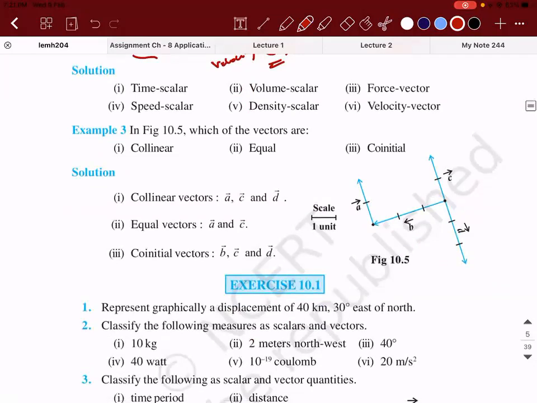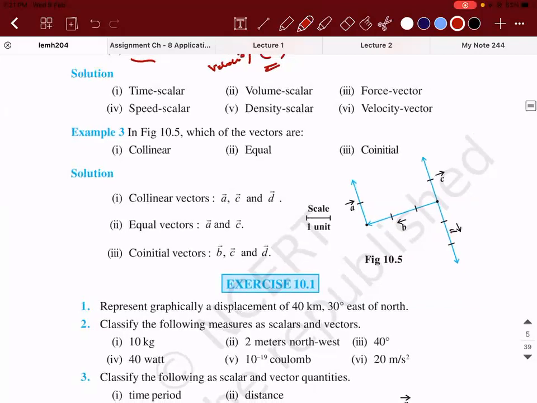In figure 10.5, which of the vectors are collinear? Collinear means what should happen? They should be along the same line or they can be parallel to each other. So A vector and C vector are collinear, and D vector is also collinear with C. So A vector, C vector and D vector are said to be collinear.